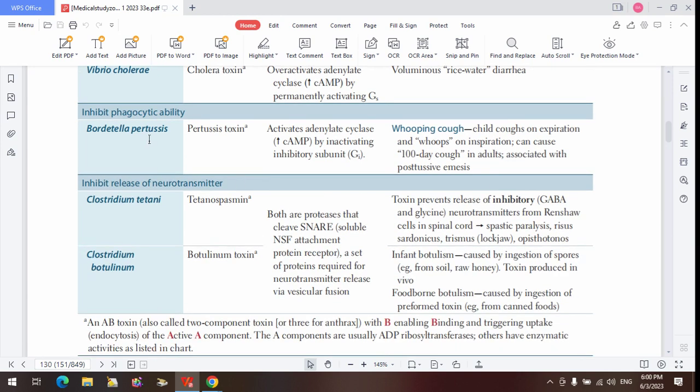Just know that Bordetella pertussis inhibits GI, increasing cAMP that downregulates chemokine receptors that inhibit attraction of neutrophils, which brings about reduced phagocytic ability. That is that.